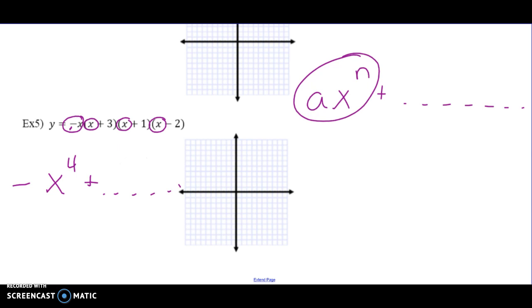So is this a bottom, or a top, or a bottom, top? It's a negative even function. So it's going to be a bottom. We are going to draw it. We're going to put it all together.